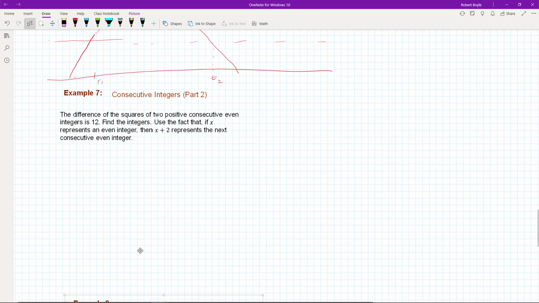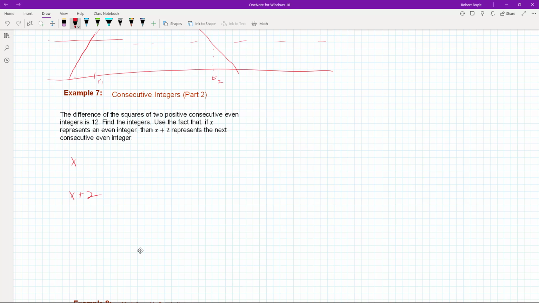The next example that I want to share with you is consecutive integers. Here we have that the difference of the squares of two positive consecutive even integers is 12. Find the integers. Use the fact that if x represents one even integer, then x plus 2 represents the next even integer. Now there's a couple ways to do this. Here's probably the way that you want to do it.